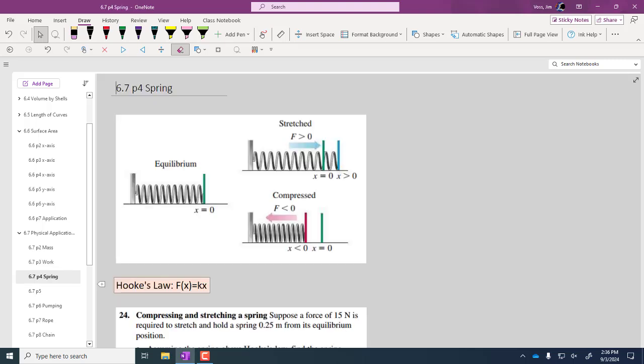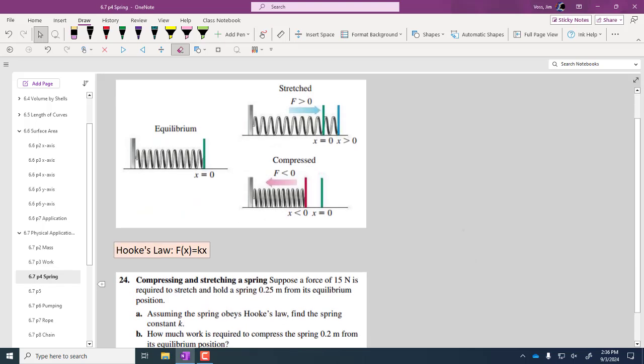So let's use that. So here we've got a spring. At equilibrium, the spring is just sitting there on a table. We're going to call that x equals 0 when it's at equilibrium. If you stretch the spring from equilibrium, we will say that the force is positive. Force is a vector. It's got direction and magnitude. So that force is positive, means you're going to pull it in the positive direction. If you're going to compress the spring, the force is negative. So there's going to be a magnitude to the force, but there's also a direction. So that force is compressing the spring.